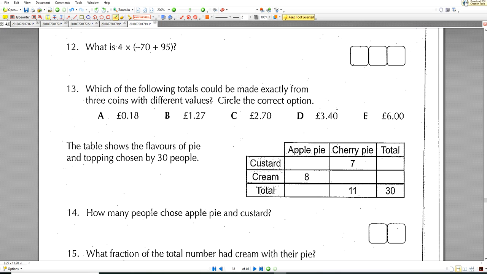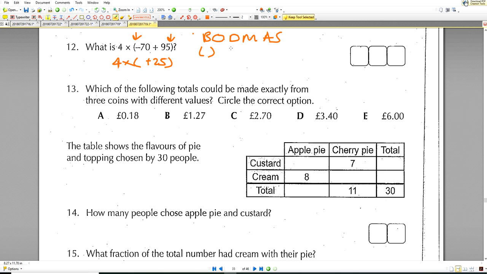Okay, here we go. So what is 4 times by minus 70 plus 95? Here we have to use a technique called BODMAS. In BODMAS, you always do the brackets first. So here's the brackets. Brackets start here and finish here. So we've got minus 70 plus 95. That will give us a plus of 25. So the way you can think about that is 95 take away 70.